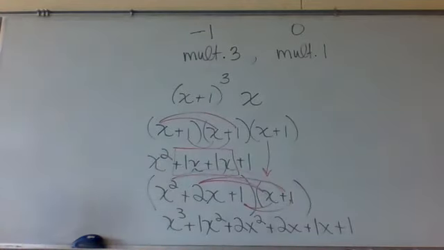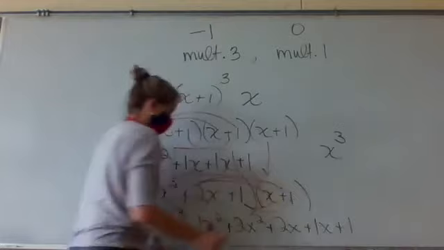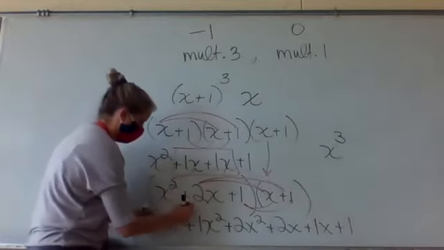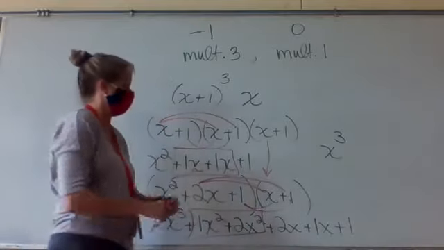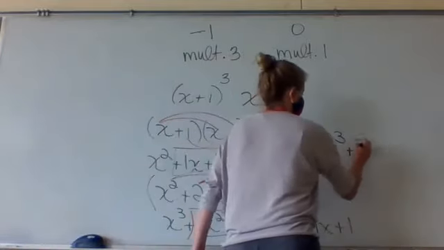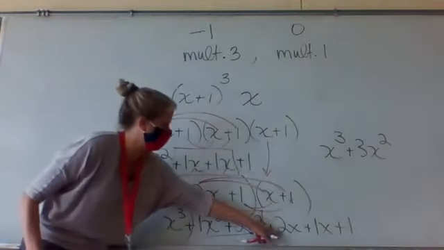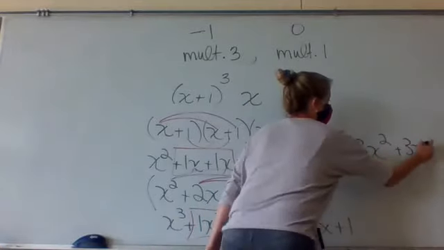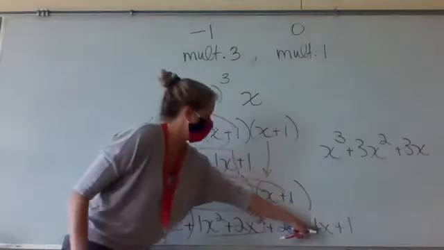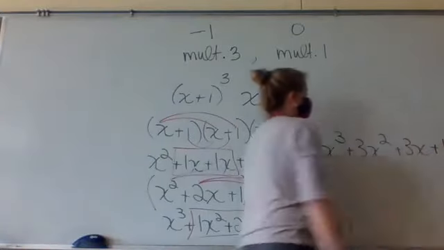So let's clean this up. Any other x cubes besides that one? Nope. Put your x squareds together. 1 and 2 gives me 3x squareds. Now put the x's together. 2x and 1x is 3x. Now I'll just bring over that plus 1. What's the only thing I have left?